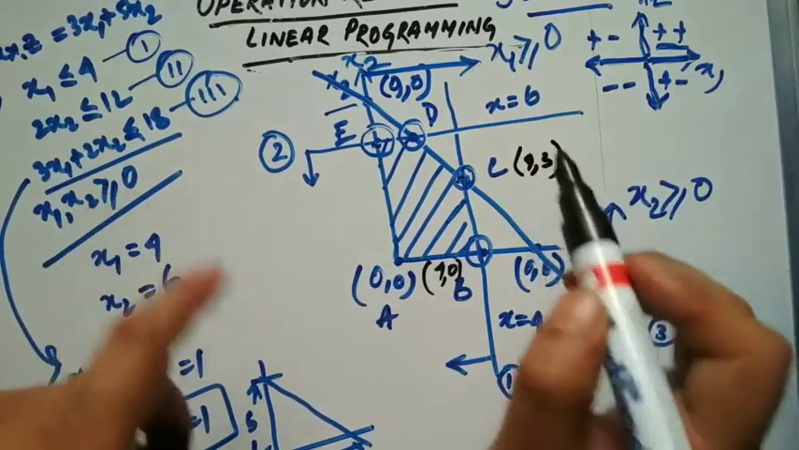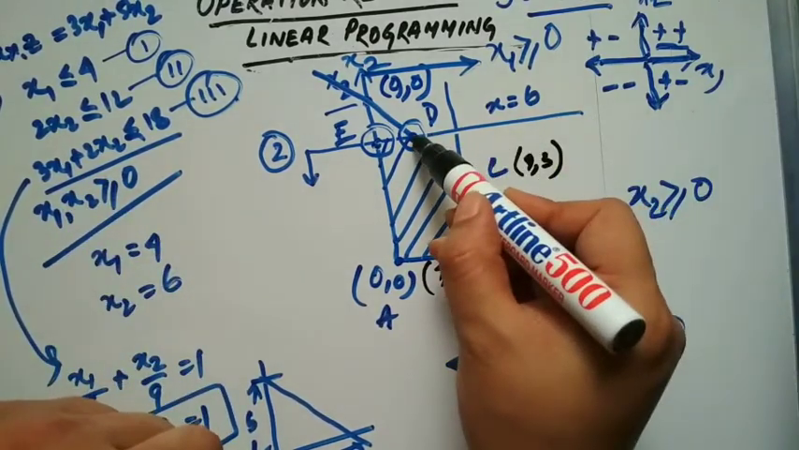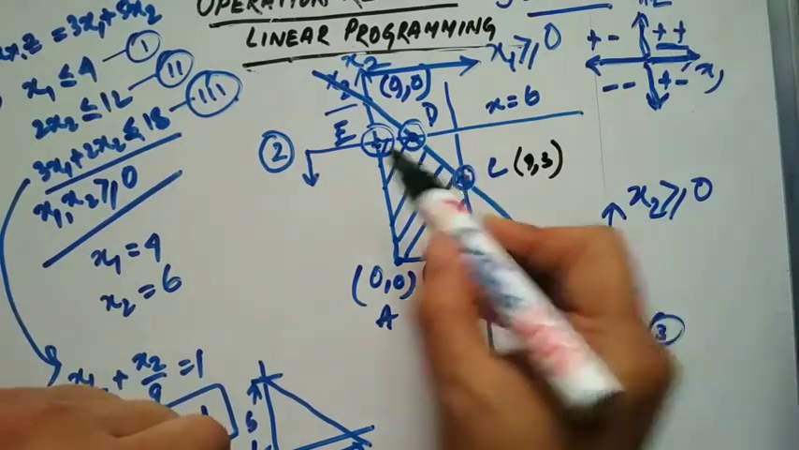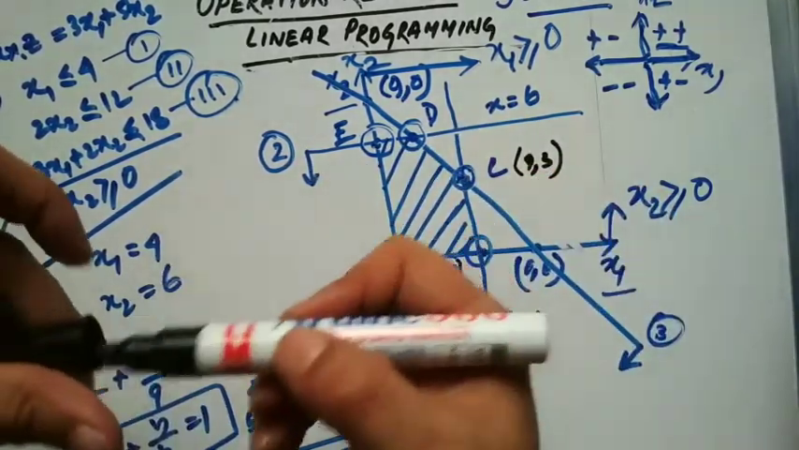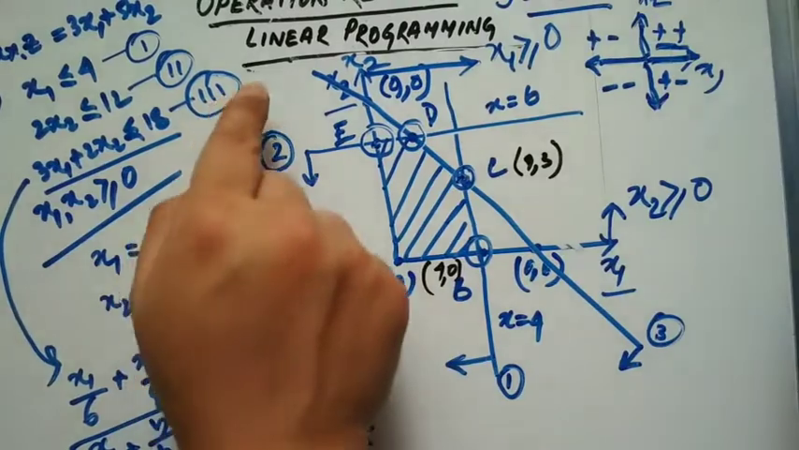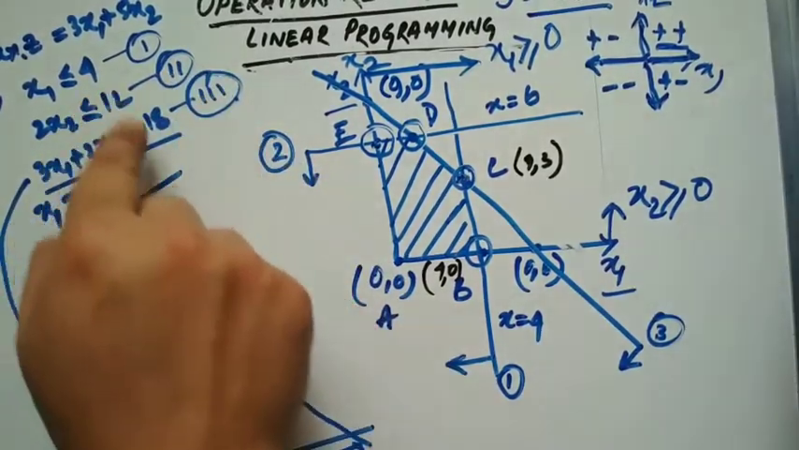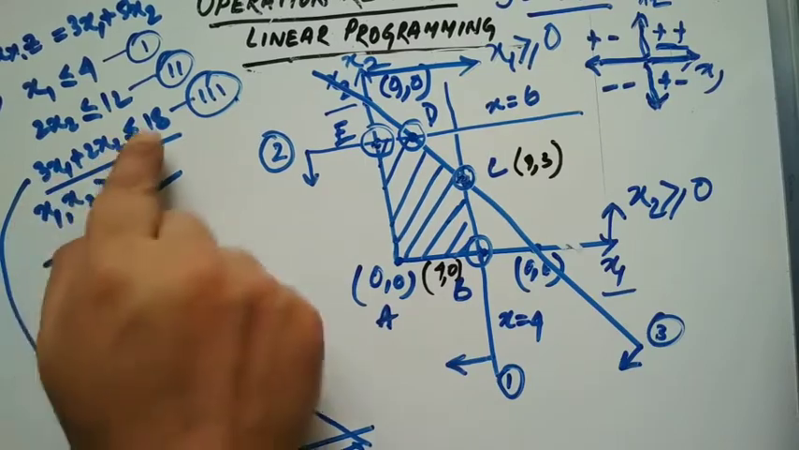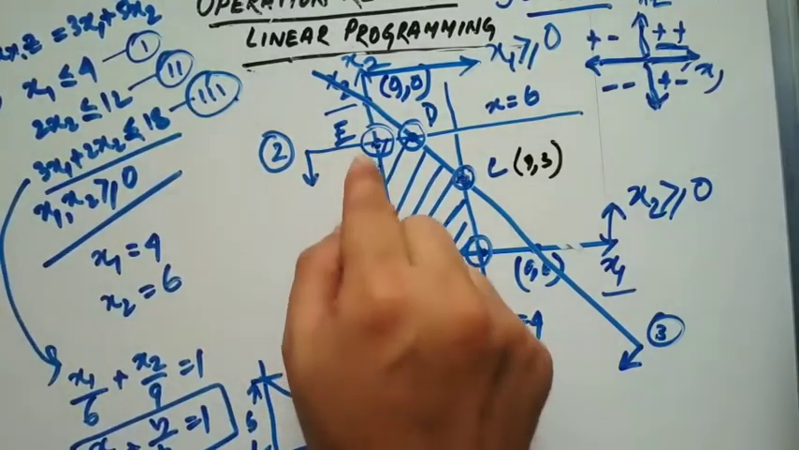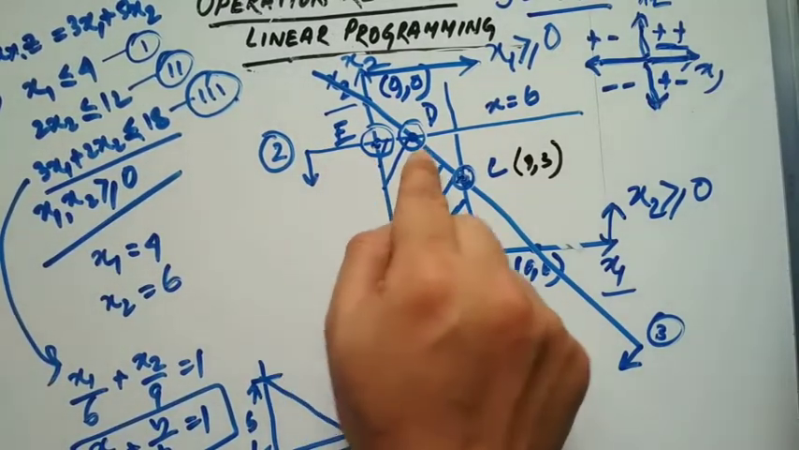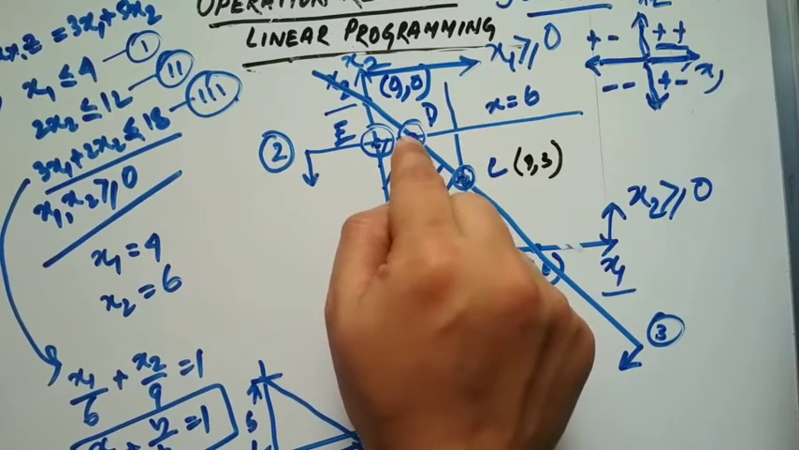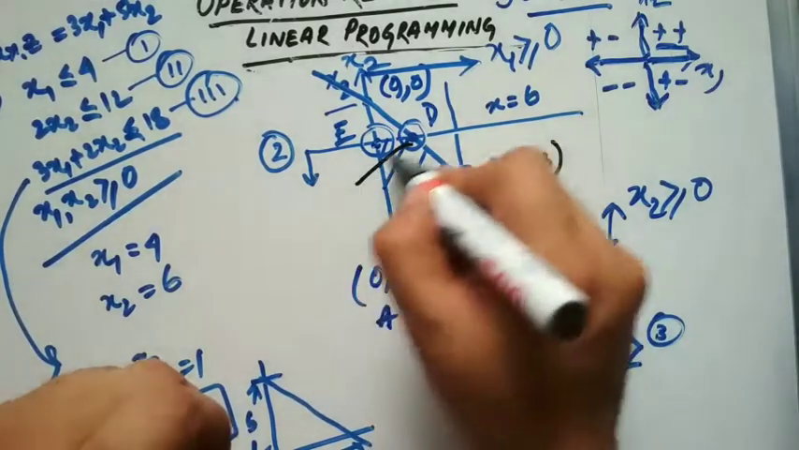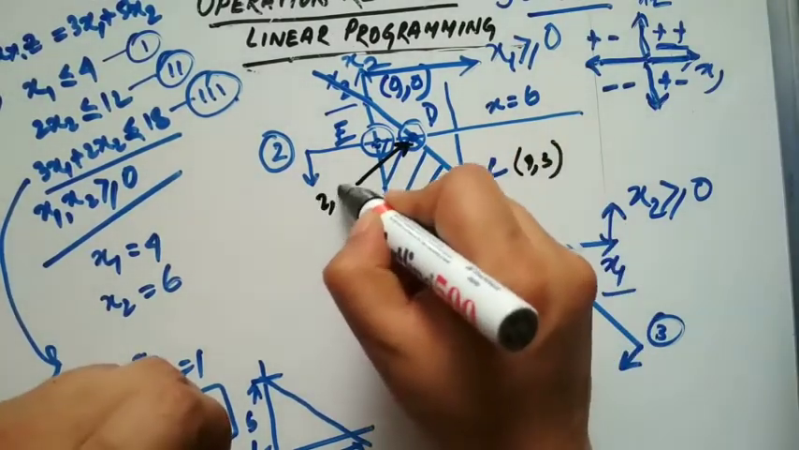I am not solving for this particular point. Which two lines are meeting here? This line, the third line, and this line, the second line. So you just solve these two equations, number 3 and number 2. There is x2 equal to 6. You have to put that over here, then you will get x1. So x1 and x2 are the coordinates of this point. So we are having 2, 6.